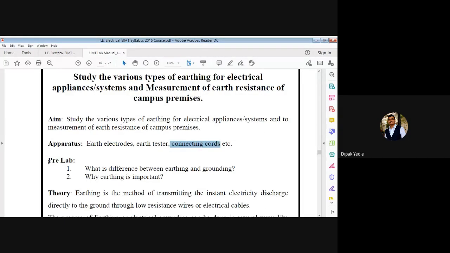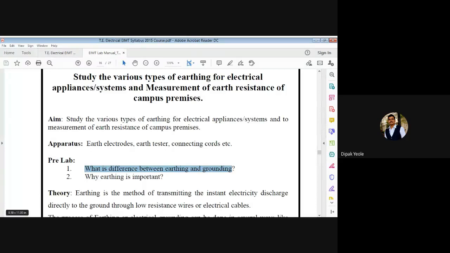Now, before starting this experiment, there are pre-lab questions. There is an interesting question for you: what is the difference between earthing and grounding? We have discussed this difference in unit 2B, and I hope you remember it. I will tell you this difference briefly because in your end semester exam or in-semester exam, these questions will surely be asked.